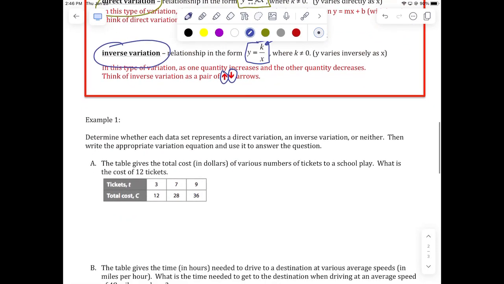The first way that we can be given the information is in a table of values, which is called data or numerically. What we want to do in each of these problems is figure out, does the data table represent direct or inverse? So we have to decide, or neither. It could be neither, right?